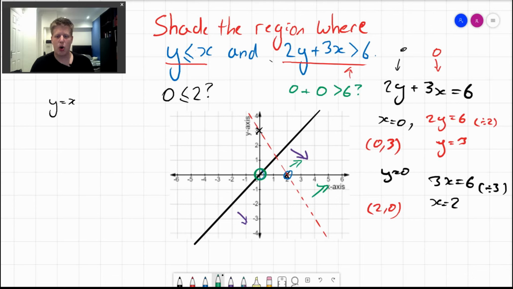Now that we know both regions, we need to look at which part of this axis both regions hit. Well, look, we've got the green region here, and we've also got the purple region here. So the region we're looking for is this here, this sort of triangle, because this is the point where y is less than or equal to x, shown by this line here, and also where 2y plus 3x is greater than 6, shown by this bit here. And that's how you do it when you combine them together.